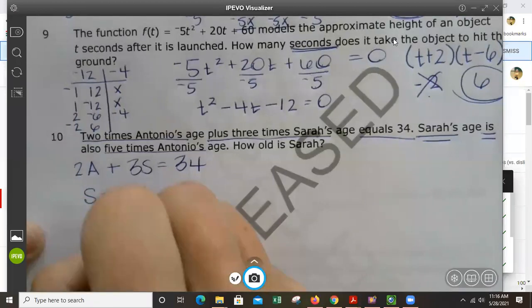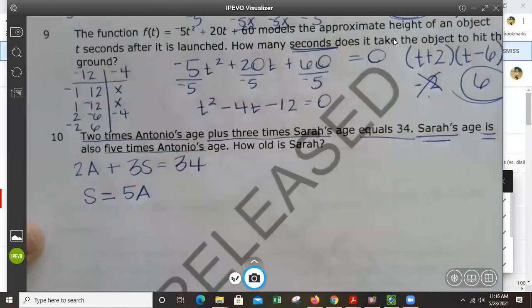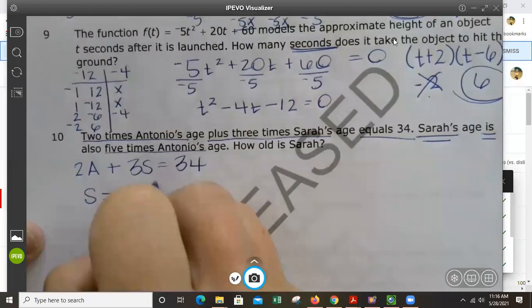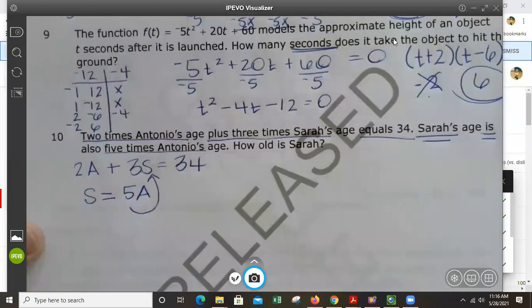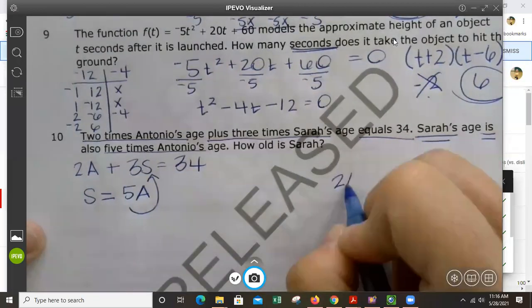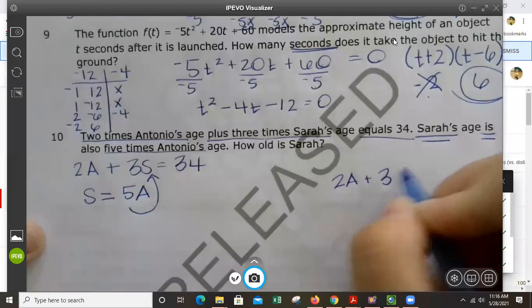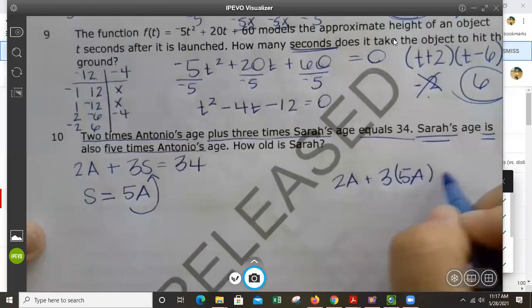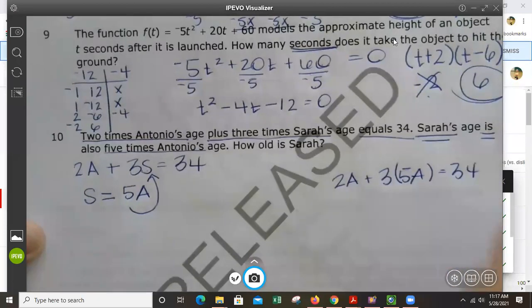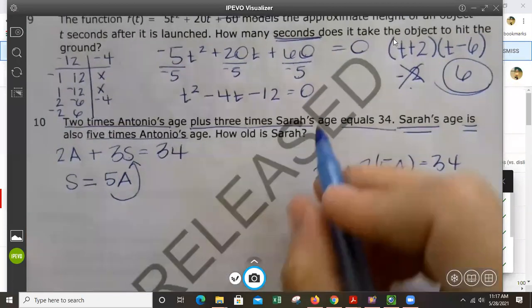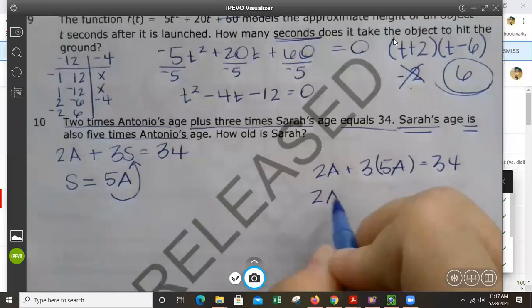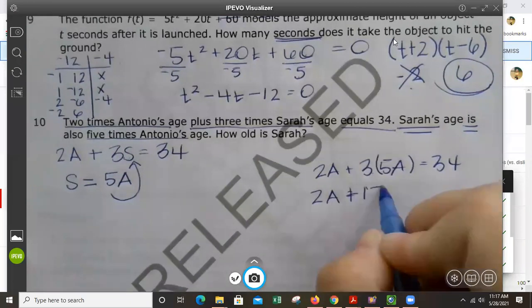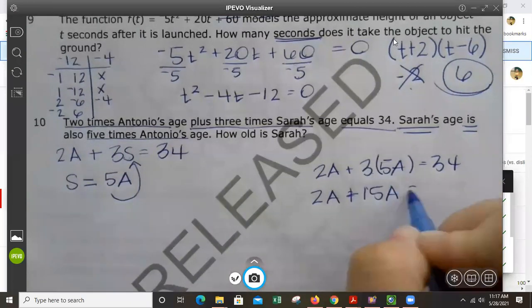5A. We've done a question like this. It was just in our calculator. We're going to take this and put it in for S. So this is actually easier than the candy bar problem. So we have 2A plus 3 times, instead of S, we're going to use 5A equals 34. What's 3 times 5? 15. So plus 15A equals 34.